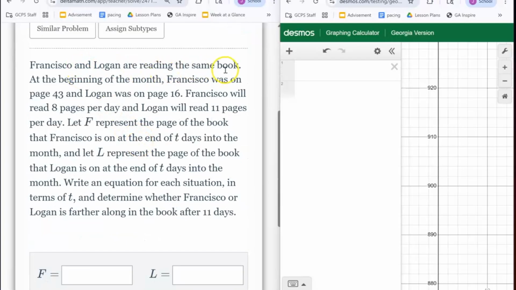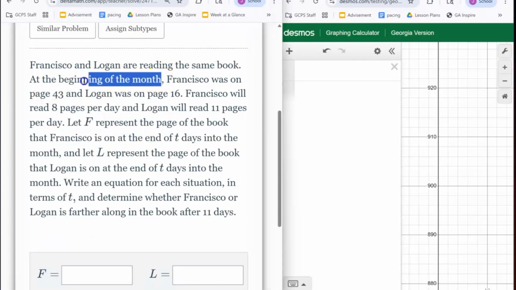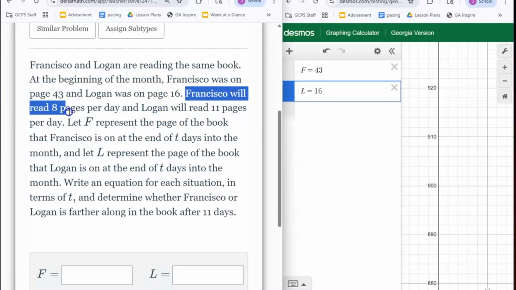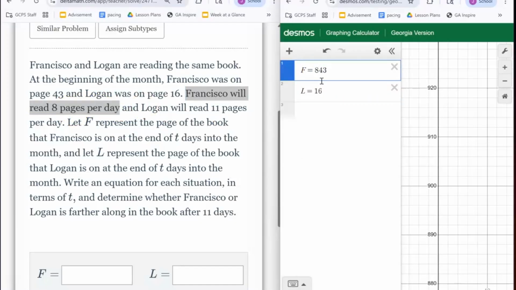Francisco and Logan are reading the same book at the beginning of the month. So my initial, Francisco will be on page 43. And Logan will be on page 16. So those are my initial values. Francisco will read 8 pages per day. So that's the one that keeps happening. So that's going to be the 8x positive because it's adding 8 pages. Logan will read 11 pages per day. So that's going to be 11x.